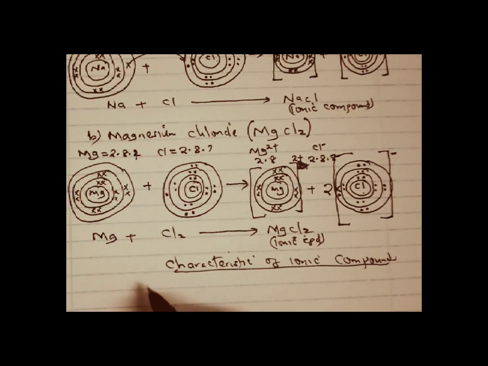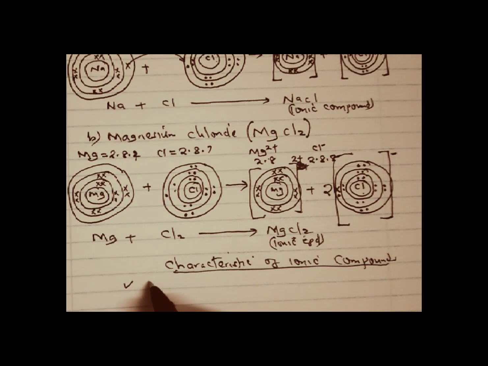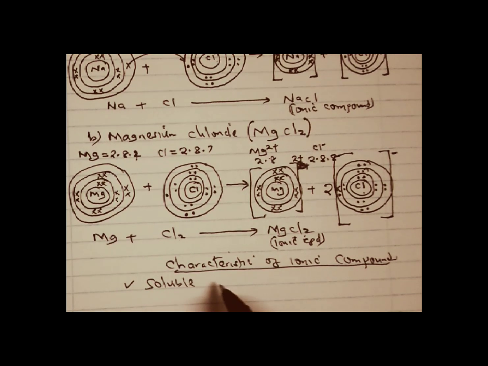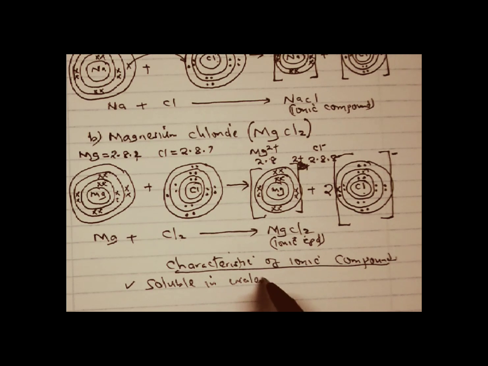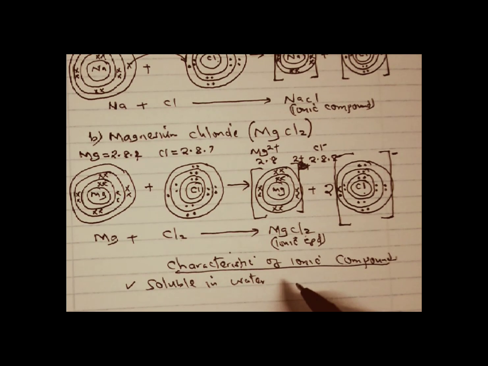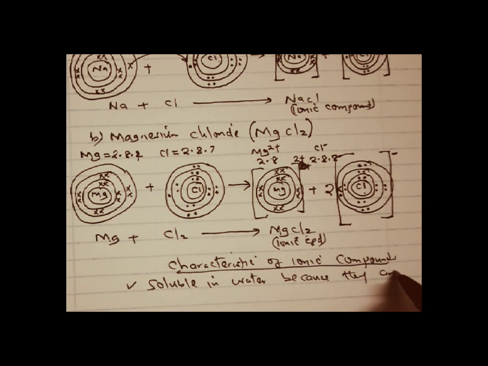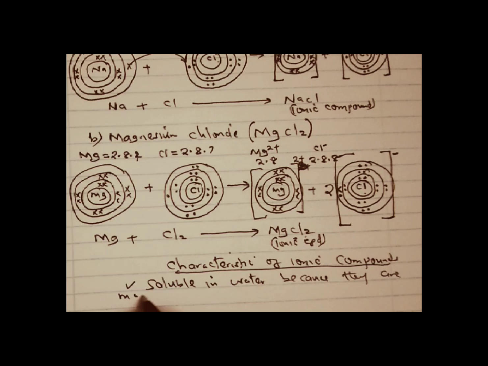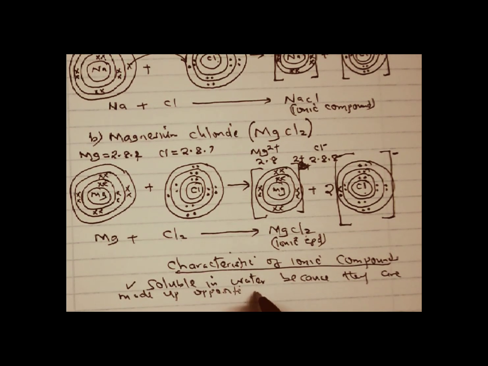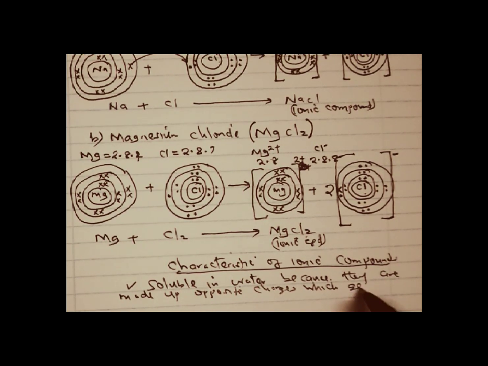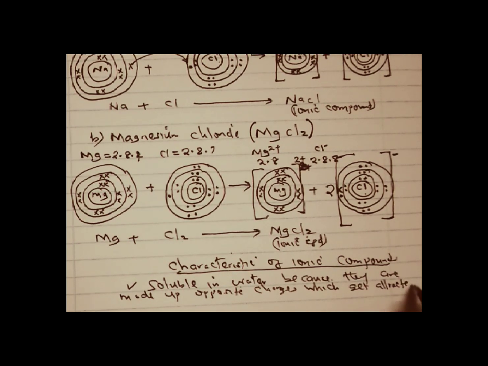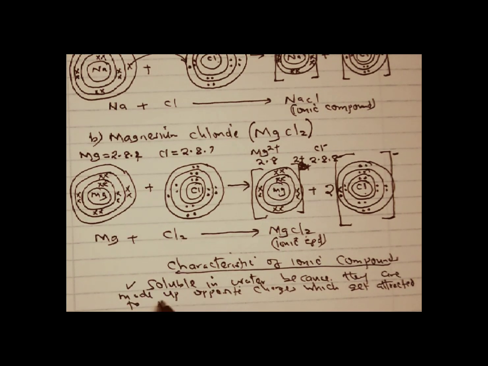Characteristics of ionic compounds. Number 1, ionic compounds are soluble in water, because they are made up of opposite charges which get attracted to polar water molecules.